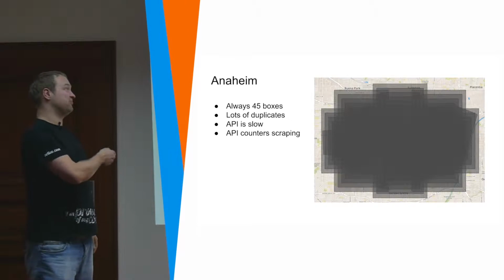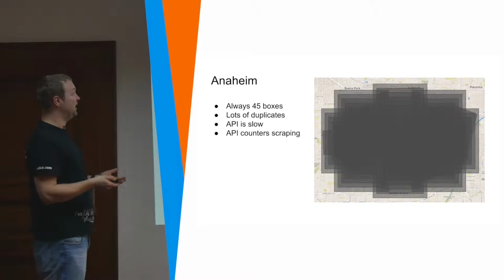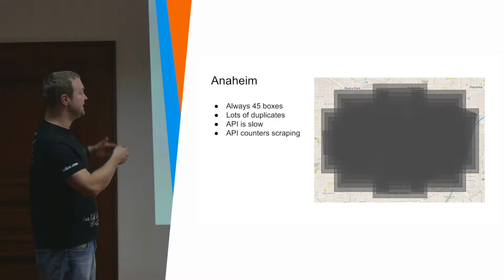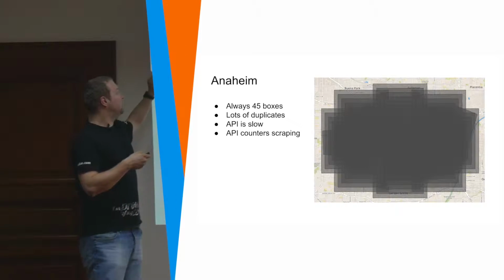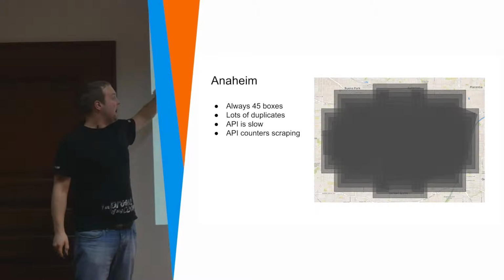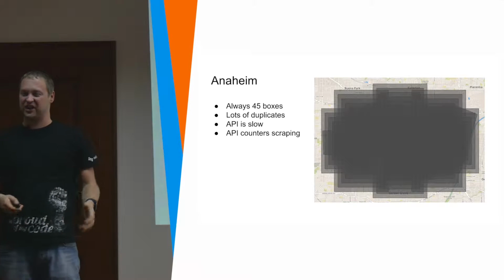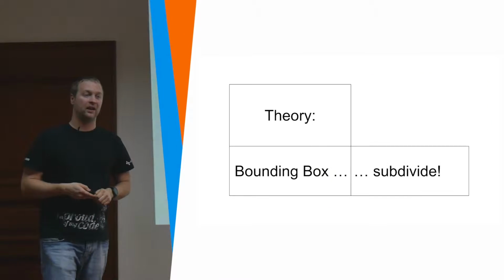Anaheim, as I said, is again 45 boxes. It's always 45 boxes. Probably we don't need that many. Lots of duplicates. And those things are actually very important because the API is slow and probably it counters scraping. So sometimes it fails. It just tries to make your life hard.